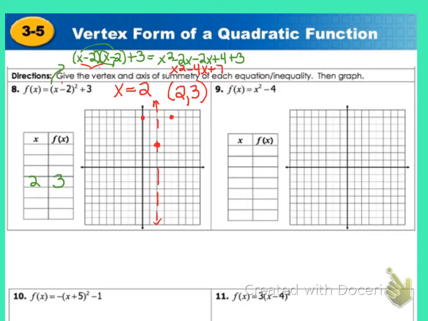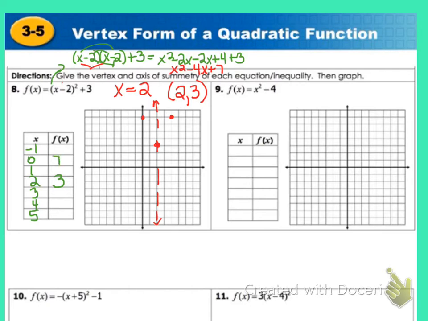But if I didn't want to go through the trouble of expanding that out and putting it in this standard form, then what I could do is just go ahead and pick numbers below the vertex and above the vertex. So maybe put in 1 and 0 and maybe -1, and then on the other side 3, 4, and 5, and substitute those in. And I could use the table function in my calculator.